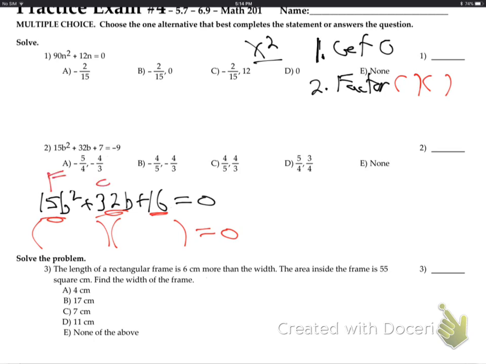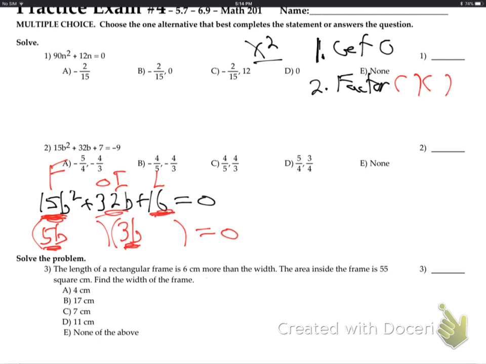Basically, it's first, outer, inner, last. So first times first to make 15b squared. 5b, 3b. The first one in this parenthesis times the first one in that parenthesis will make the first one here, 15b squared. Now, last times last to make 16.